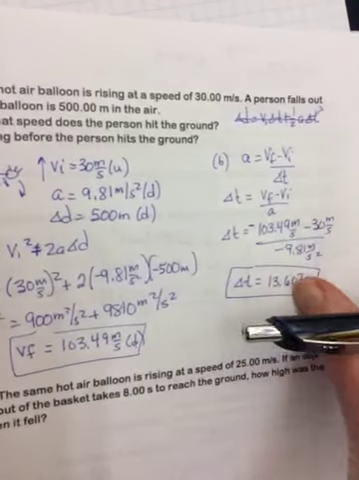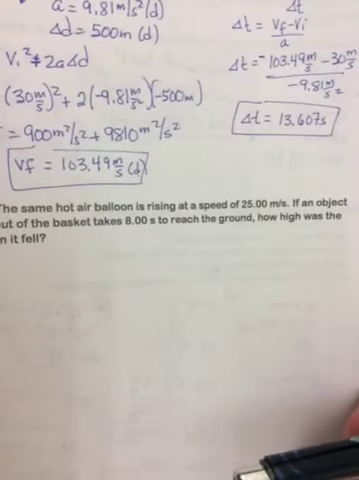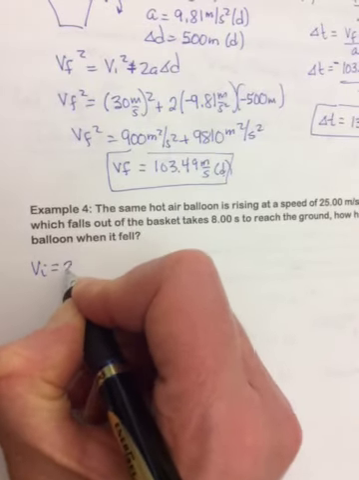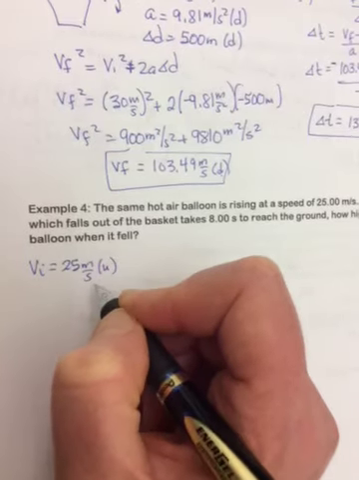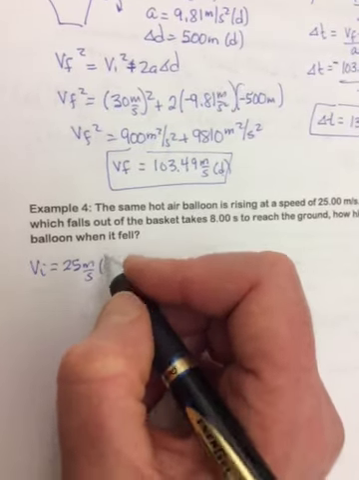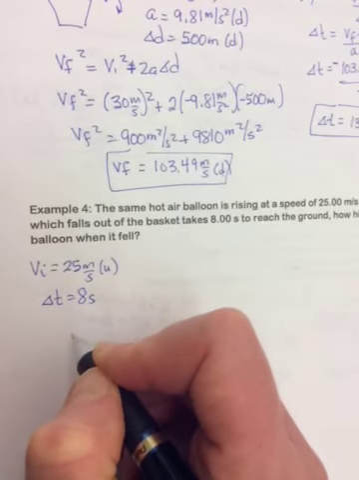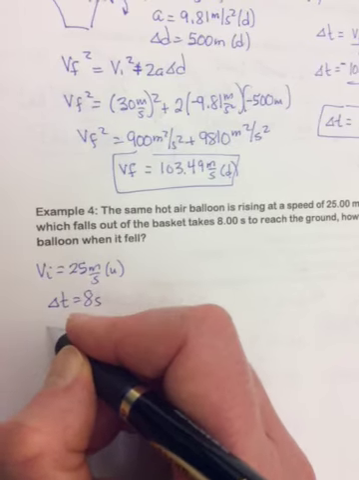Ooh, I still have 2.5 minutes. Maybe we will start number 4. The same hot air balloon is rising at a speed of 25 meters per second. So now VI is 25 meters per second up. If the object which falls out of the basket takes 8 seconds to touch the ground, delta T is 8 seconds, how high was the balloon when it fell?